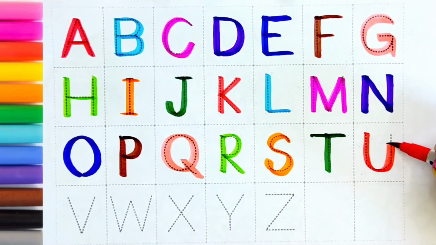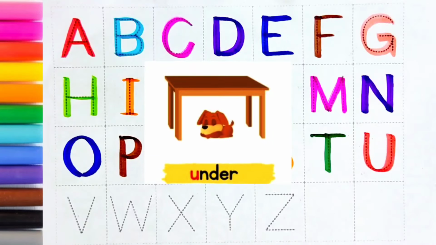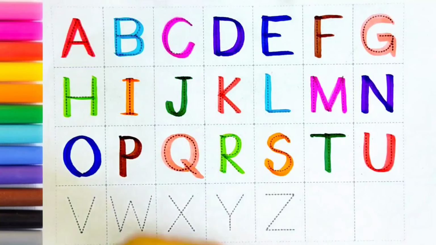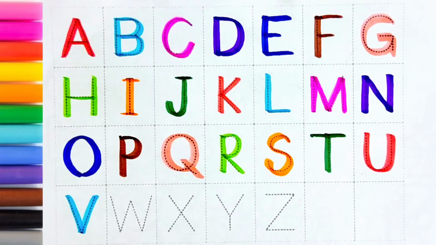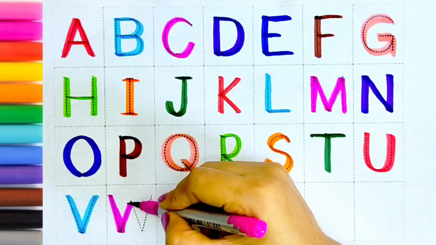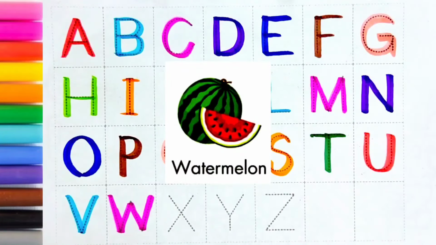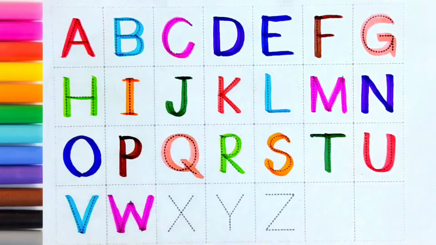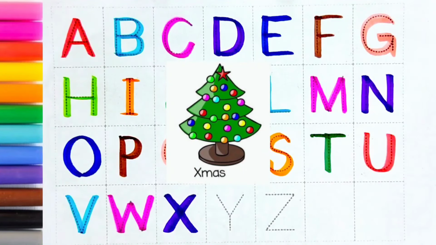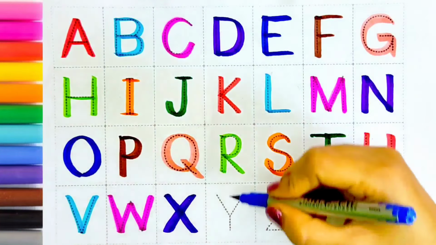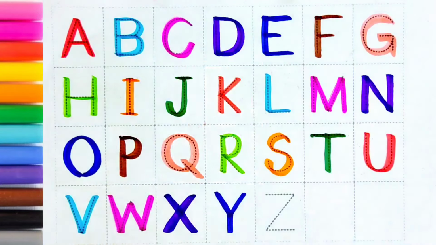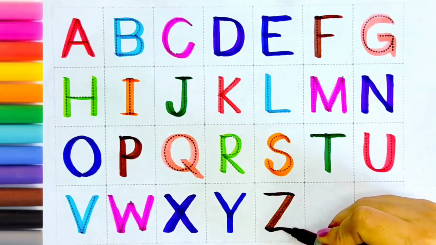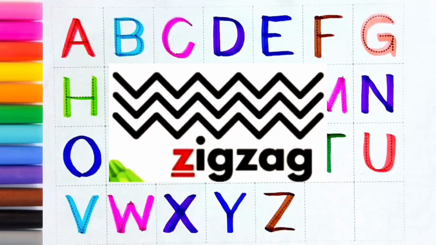Red color. U for under. Sky blue color. V for volcano. Pink color. W for watermelon. Purple color. X for Xmas tree. Blue color. Y for yo-yo. Brown color. Z for zigzag.